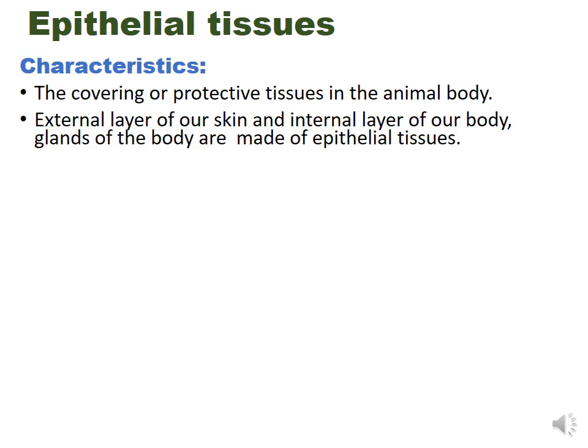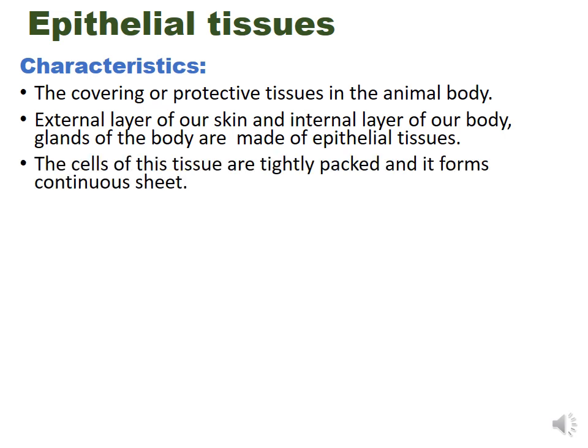So the epithelial tissue is actually the covering or protective tissue in the animal body. All types of covering in an animal body are made of epithelial tissue. So the external layer of our skin, the internal layer of our body, and the glands of the body are made of epithelial tissues. And the cells of this tissue are tightly packed, and it forms a continuous sheet.